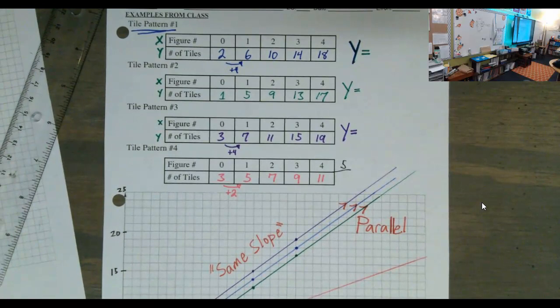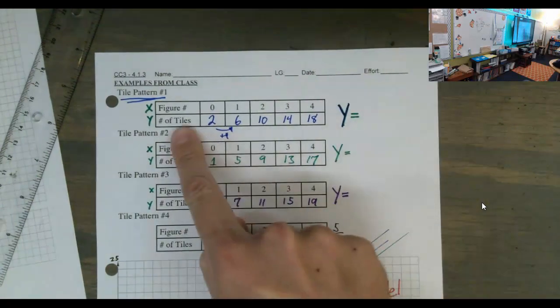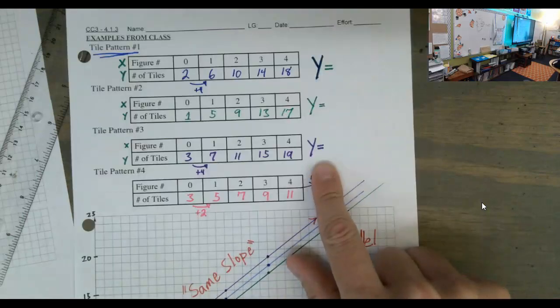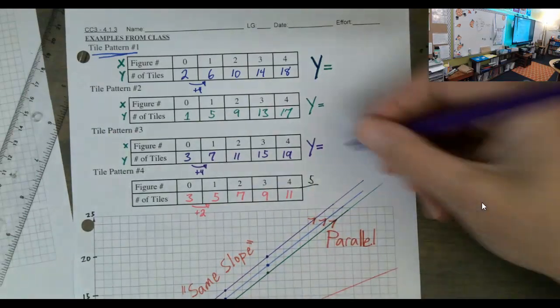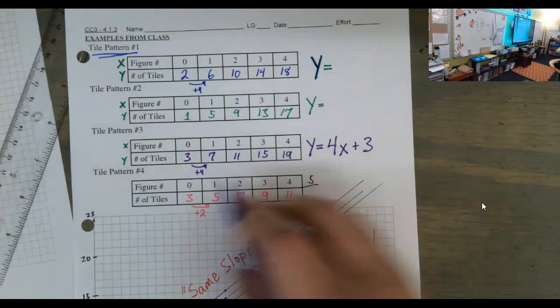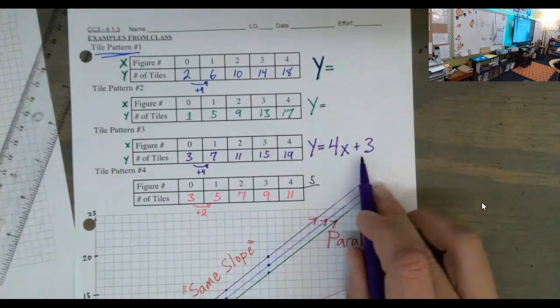Mick, did I call on you on the last problem? Yeah, no, I called on you. Ada, do you have a guess for the rule for tile pattern 1? Okay, what about 3? Absolutely, because we're growing by 4, and even when x was 0, we had a y of 3.